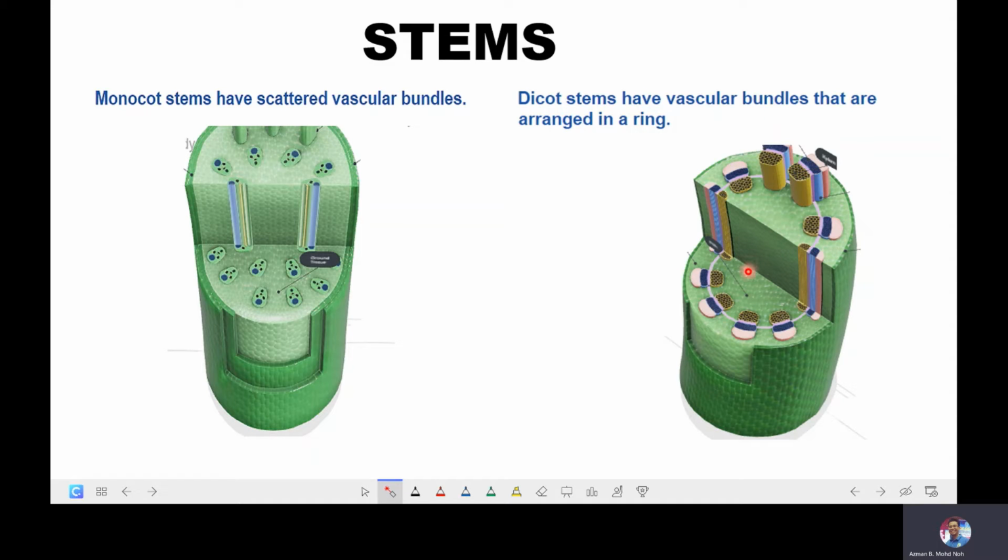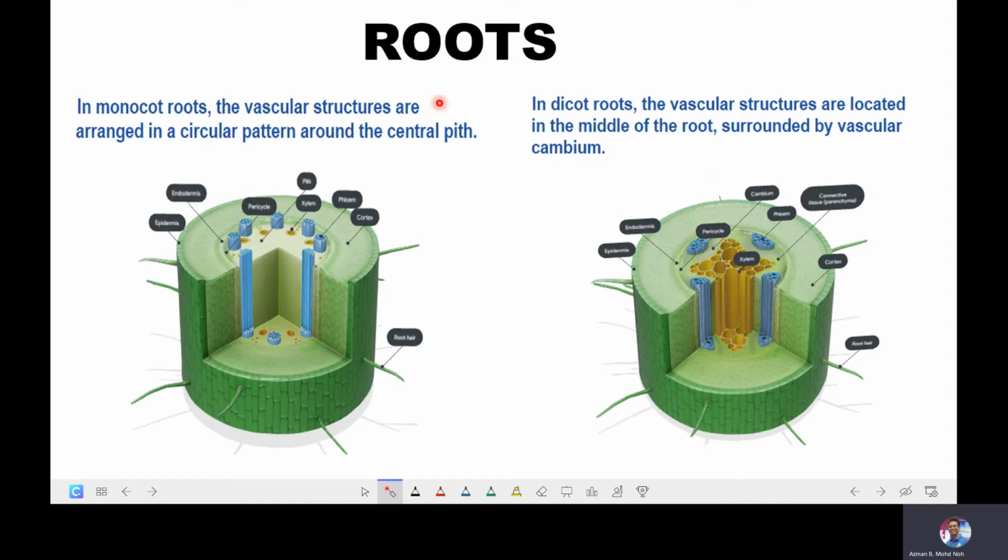Then we go to the roots of the monocot and also the dicot. For the monocot root, if we look at the cross section, we will be able to see that the vascular bundles are arranged in a ring form, in a circular pattern. On the outermost layer, you will see the epidermal tissue over here, and you might also see the root hair, which is important for absorbing water and nutrients from the soil.